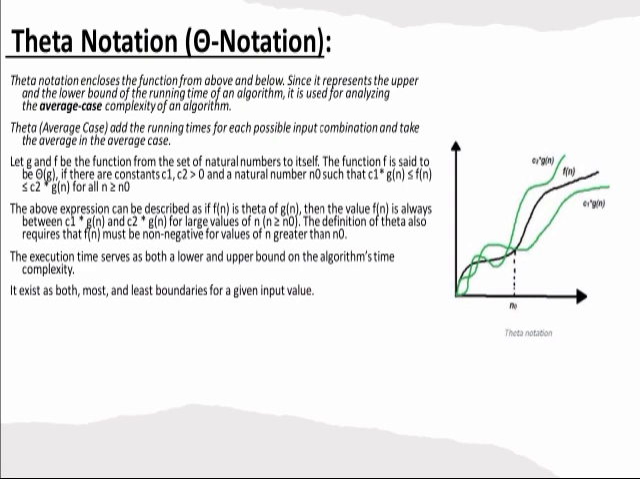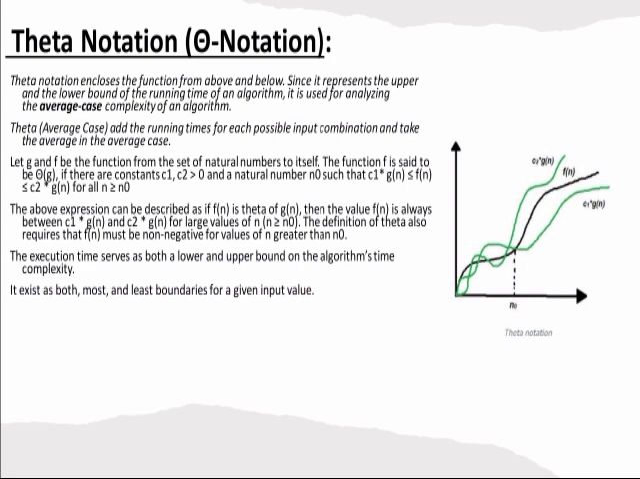The function f is said to be theta of g if there are constants c1, c2 greater than 0 and a natural number n0 such that c1 times g of n is less than or equal to f of n, which is less than or equal to c2 times g of n, for all n greater than or equal to n0. The above expression can be described as: if f of n is theta of g of n, then the value of f of n is always between c1 times g of n and c2 times g of n for large values of n, where n is greater than or equal to n0. The definition of theta also requires that f of n must be non-negative for values of n greater than n0.